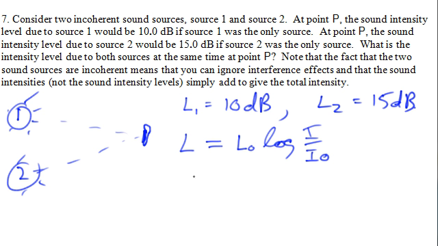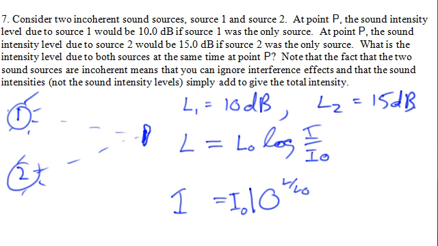Okay, then I'll divide both sides by L0, switch sides, raise 10 to what's on both sides. I wind up with 10 to the L over L0, and that would be I over I0. So I'll multiply both sides by I0, and I got an expression for I.